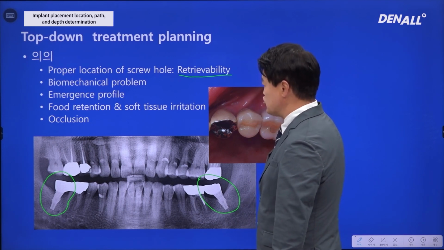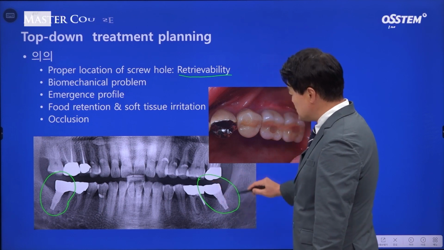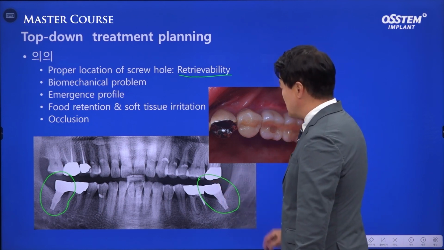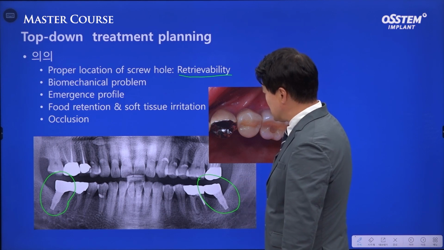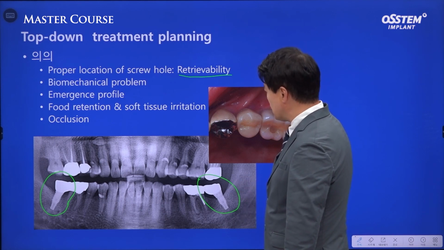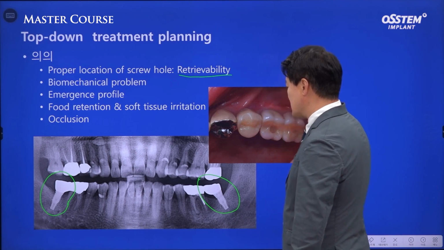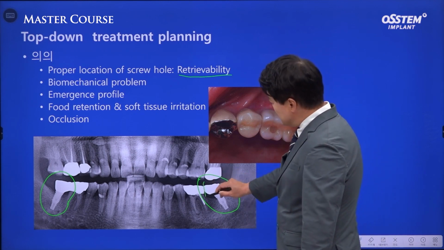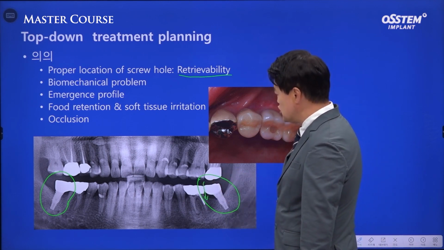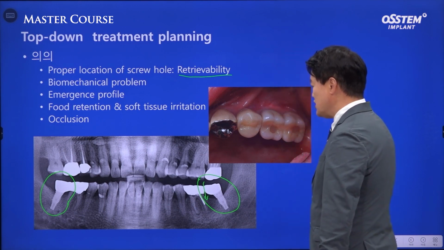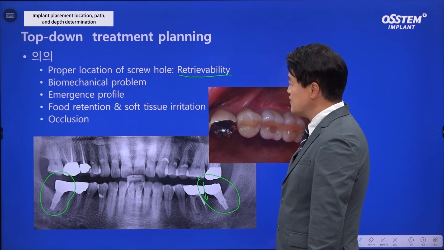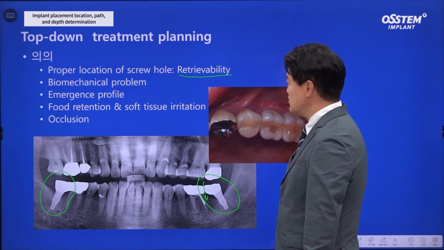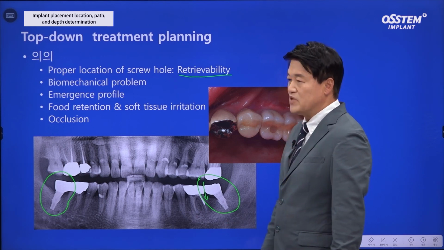And if it is not in proper location, it can cause biomechanical problem, and cantilever force can be loaded. So that is leading to an ideal emergence profile. And food retention and soft tissue irritation can occur, and improper occlusion may happen. So when we place implants, it should be based on top-down treatment planning.